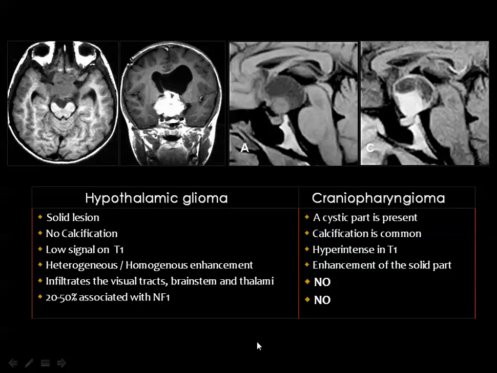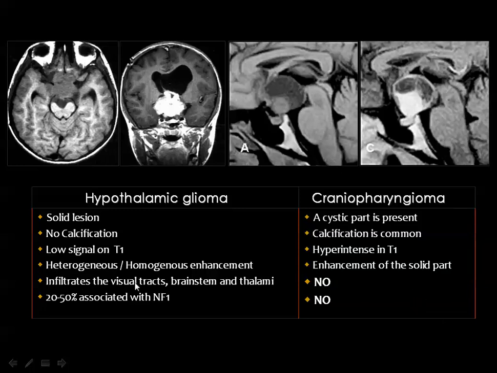Then what are the differences between hypothalamic glioma and the craniopharyngioma? The glioma is usually solid with no internal calcification. Craniopharyngioma has a major cystic part and the calcium is usually present. The lesion is of low signal in T1. Sometimes the cyst of the craniopharyngioma shows high signal in T2. The glioma may show heterogeneous or homogeneous post-contrast enhancement, and here the enhancement will be shown only by the solid component and maybe the cyst wall.